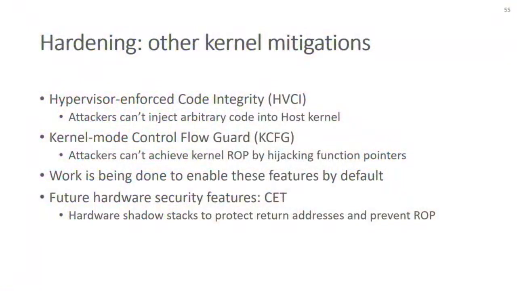Another piece of hardening, which is much more general, is going to be stuff like KCFG, which we talked about in the previous talk, and HVCI. There are more and more efforts to enable that by default in more SKUs and such. In addition to that, you're going to have, more importantly, things like CET, which would, again, have broken this exploit. CET, which was mentioned in the previous talk, is the hardware shadow stack stuff that would actually prevent you from overwriting a return address and just doing ROP.